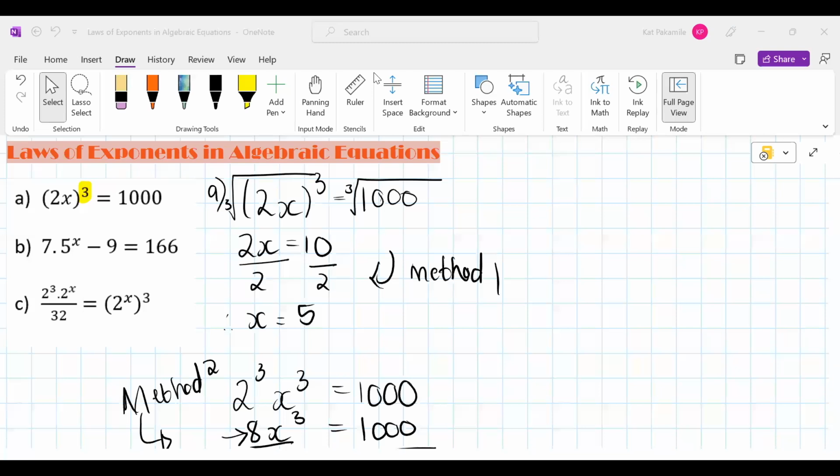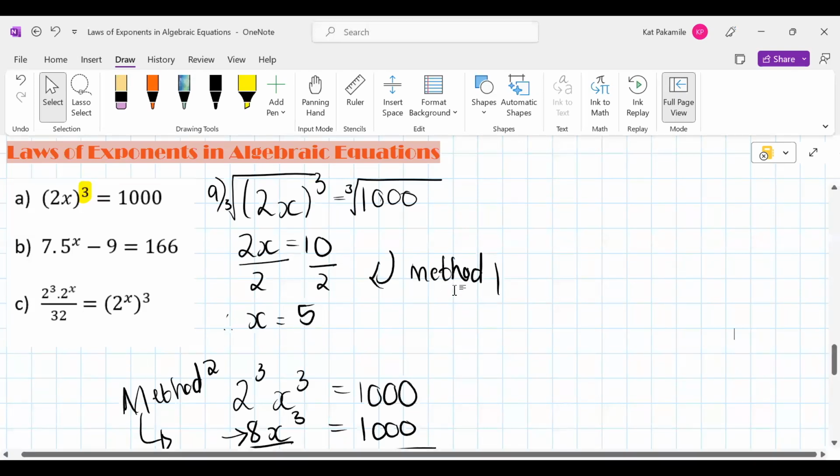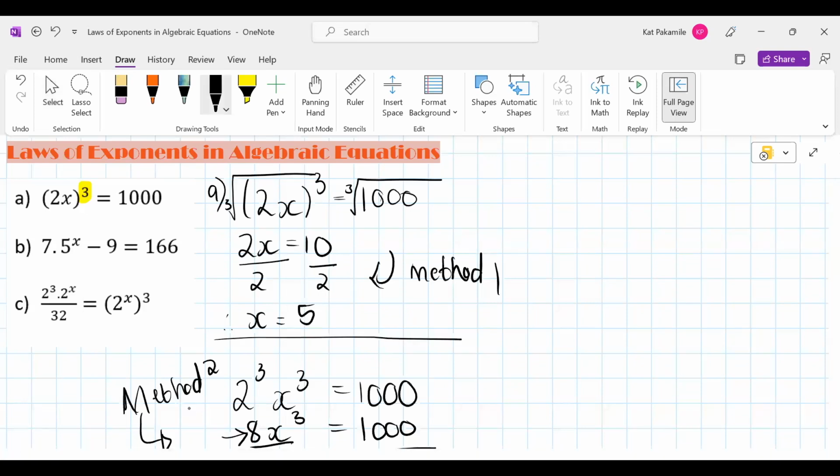Okay, Fatima, do you have a question? Yes, ma'am. It's about A. Where did you get 5 and where did you get 8? Where did I get 5? These are two different methods, you know that, right? Here, we got 5 because we cube rooted both sides. To get rid of a cube, you cube root. You see that?